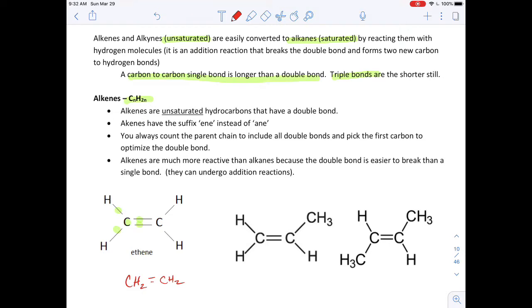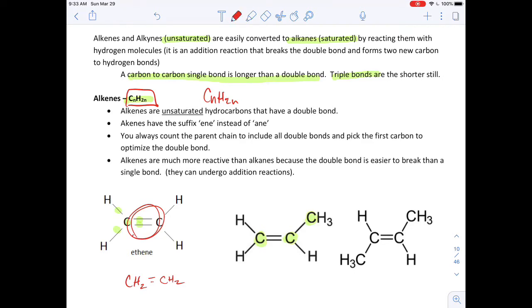The general formula for alkenes will be CnH2n, because this double bond is creating an extra carbon-to-carbon bond. And like we said in a previous video, every extra carbon-to-carbon bond costs 2 hydrogens from the general formula, or that molecular formula. The next structure that we've got here has 3 carbons in the parent chain.